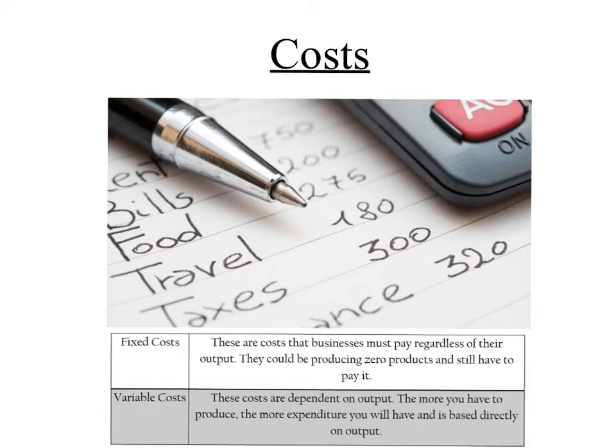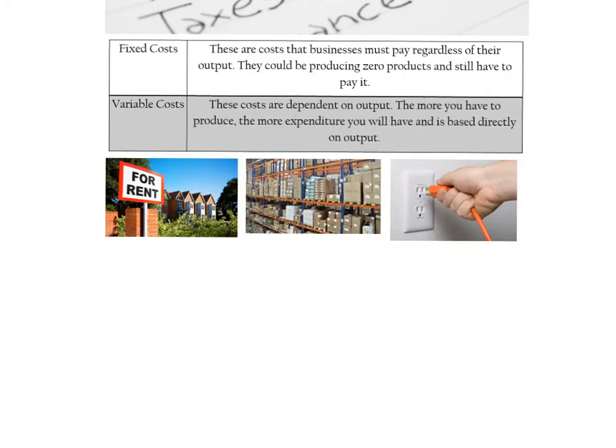Now, a fixed cost is any cost that must be paid regardless of output. So it doesn't matter if they're producing lots and lots of products or no products at all, they'll still have to pay these costs. Variable costs, however, are completely dependent on output. So the more they produce, the more expenditure they'll have because these costs will be directly based on how much they produce. Now let's give a couple of examples.